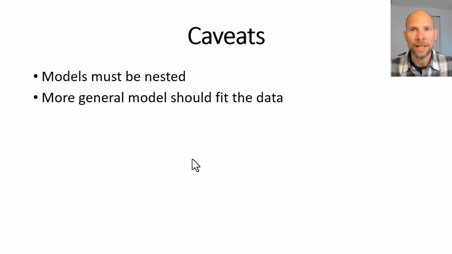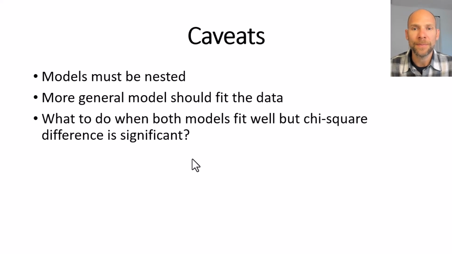When that's already clearly rejected, then you should rethink your model A first before testing additional more constrained models. Also, one thing that can be confusing is when both model A and model B fit your data well. So let's say they both have non-significant absolute chi-square values for the test of global model fit, but the chi-square difference between them is significant. Then what do you do?